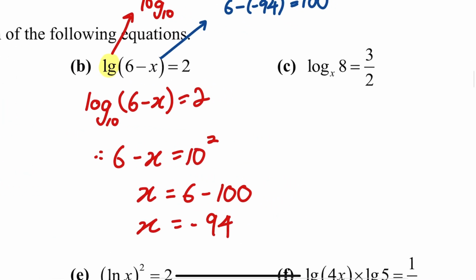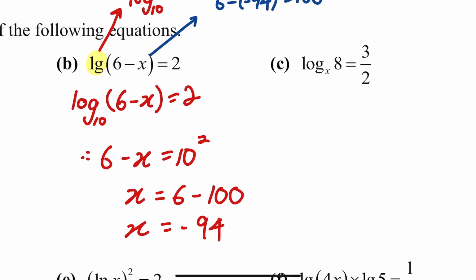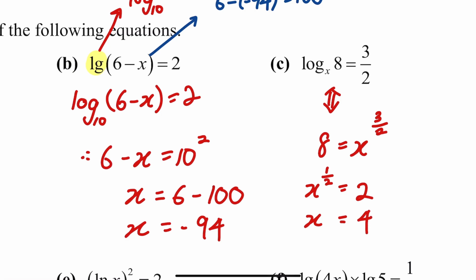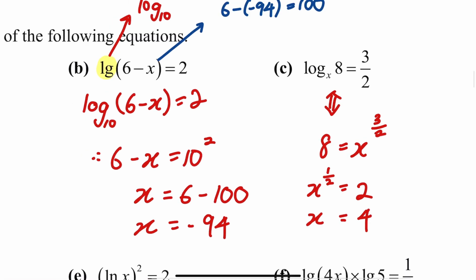Part C here, I want to convert this to exponential form. By conversion, in this case, to get 8, the base x must have a power of 3 over 2. So therefore, I want to first find x power half. I take cube root on both sides. If I take cube root of 8, I'll get 2. Therefore, I square both sides from here. x is equal to 4. Therefore, this is the solution to part C.